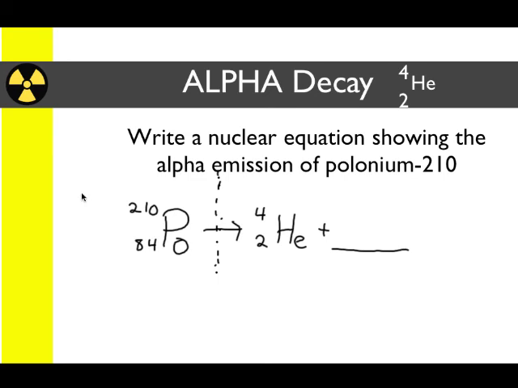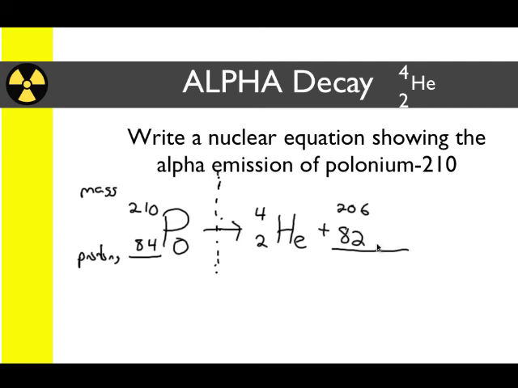So if I have a mass of 210 on one side, I need a mass of 210 on the right side. If I have 84 protons on the left, then we need 84 protons on the right. There we go. We've already got 4 for the mass on the right, so that leaves me with 206 remaining. So whatever my particle is over here, I don't know what's left yet, is going to have a mass of 206. We can't tell what the particle is from the mass number. We need to know the number of protons, and we know we've got 2 protons on the right side already, and I need 84 total, so that means I've got 82 left over.